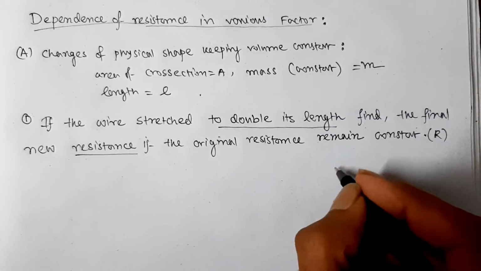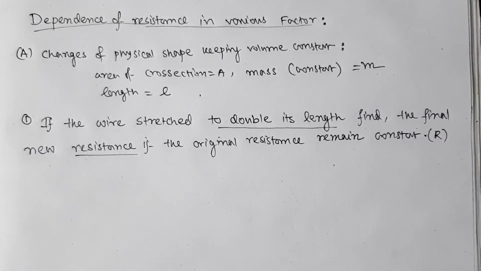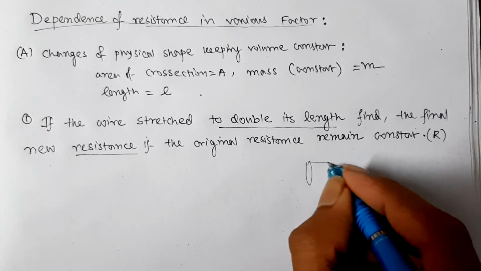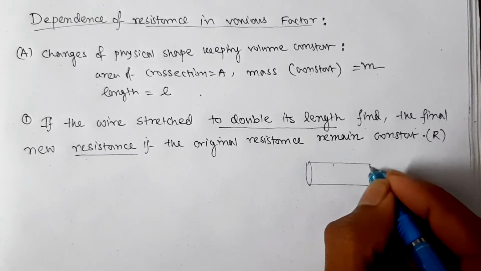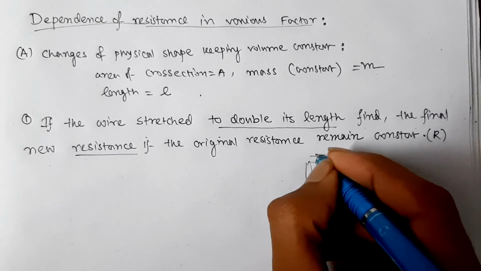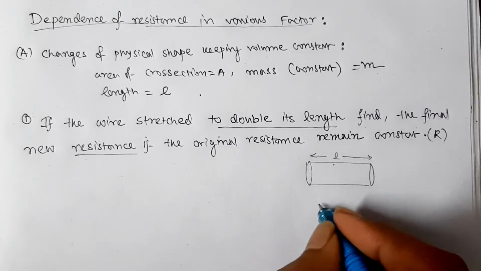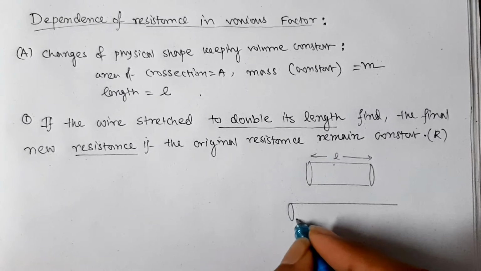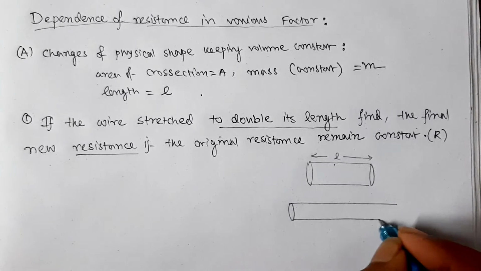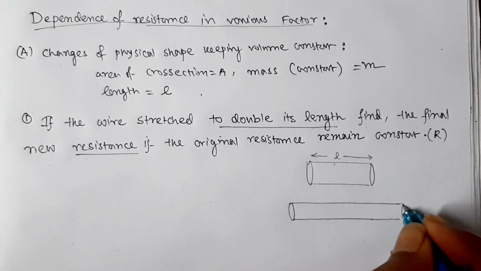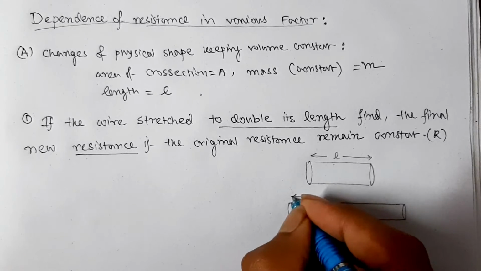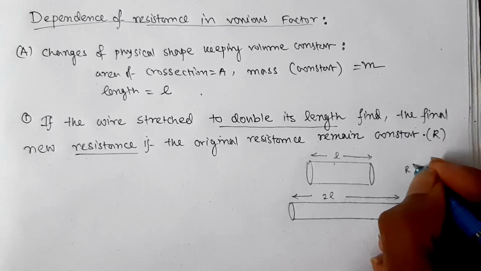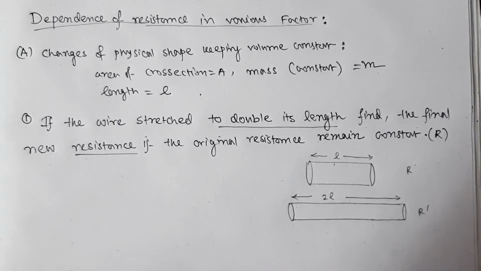Now we draw a picture. This is a wire of length L, and we stretch it to double its length. So we know that the area of cross section will decrease. Now the resistance is R, and the new resistance will be R dash.